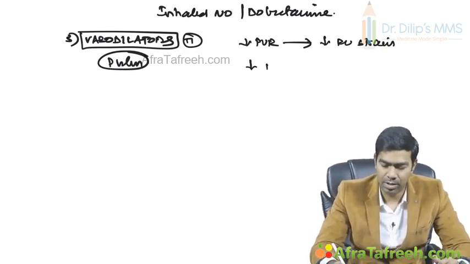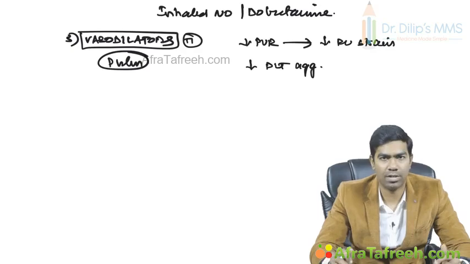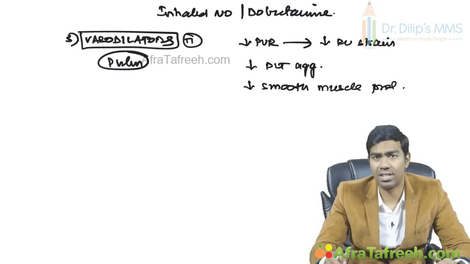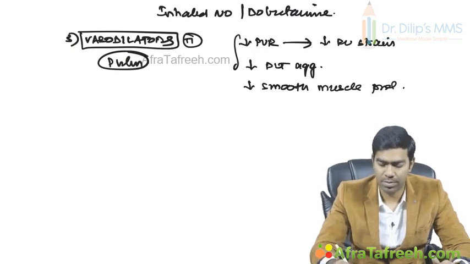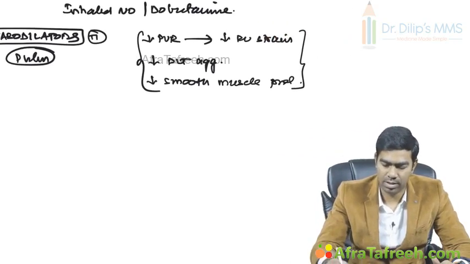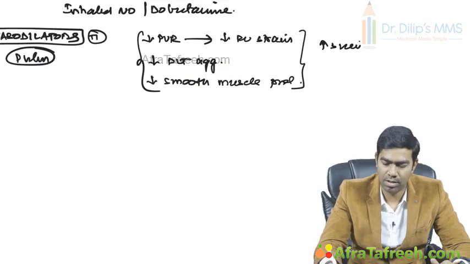At the same time, they have to reduce the platelet aggregation, thrombosis and obliteration of these vessels. They have to reduce the smooth muscle proliferation, which means they have to reduce those reactive changes and fibrosis as well. So vascular remodeling also should be reduced. By doing all these things, these agents will improve survival.